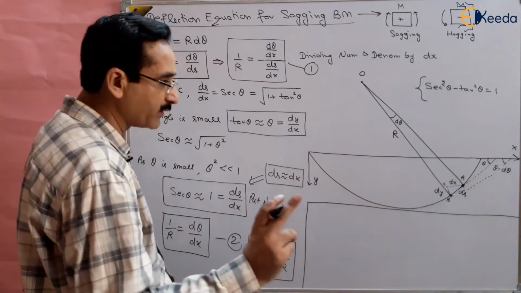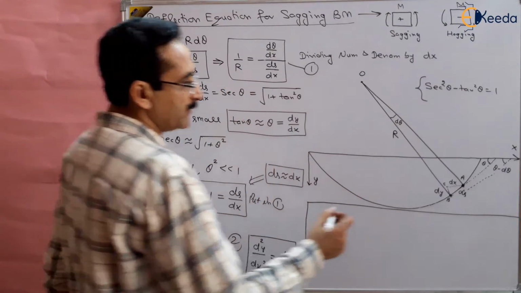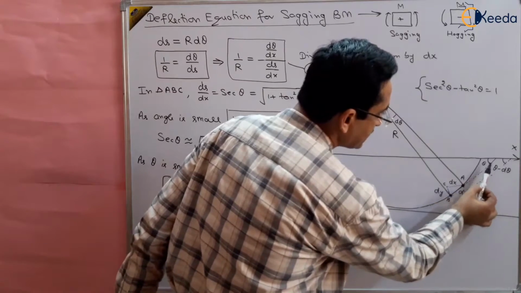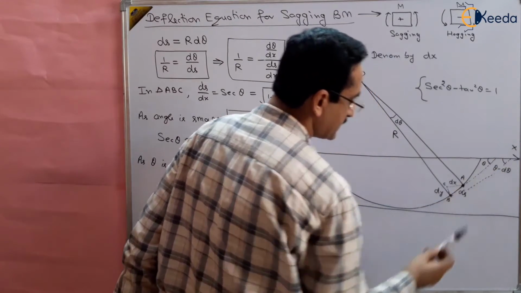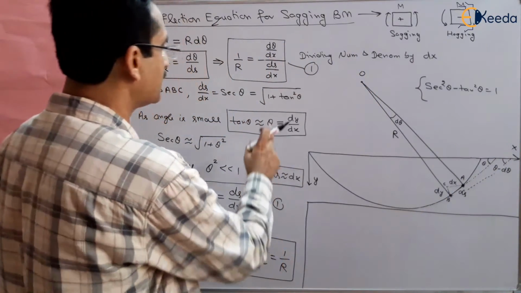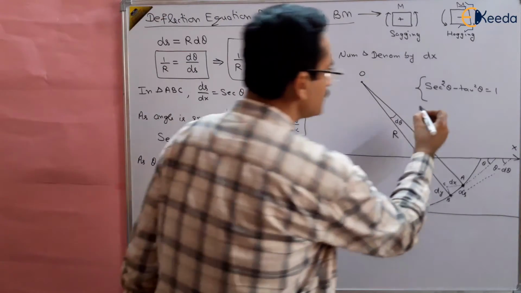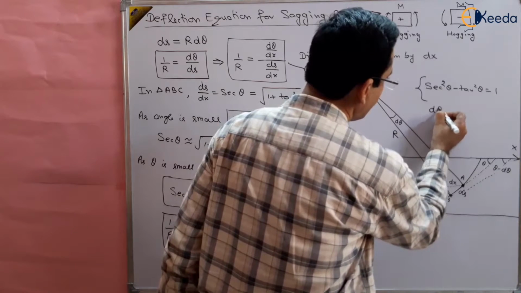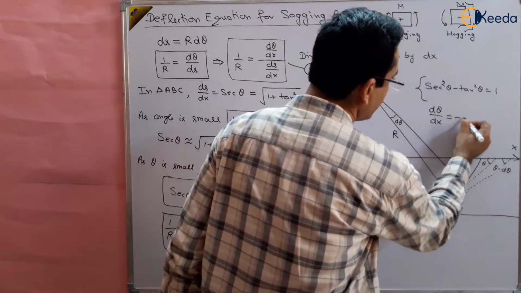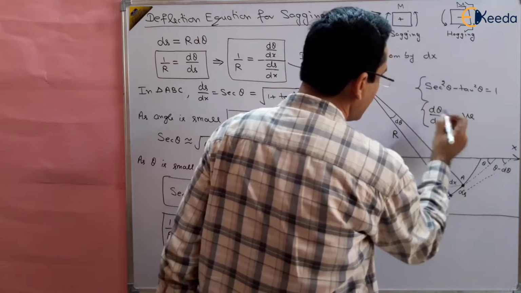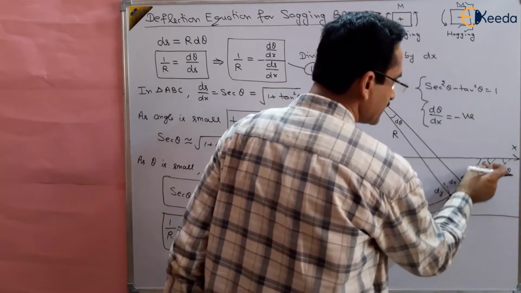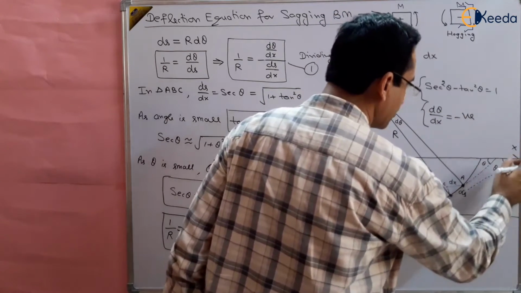We have forgotten the sign convention, that theta is decreasing in x direction. So d theta by dx will be becoming negative. So you should remember that d theta by dx will be negative, as theta is decreasing in x direction. You can see here, this is theta minus d theta, right?